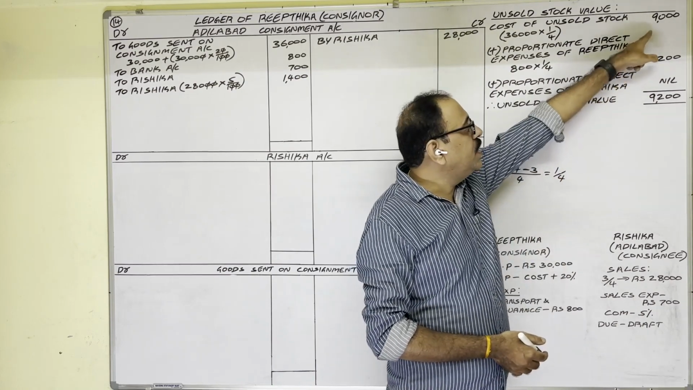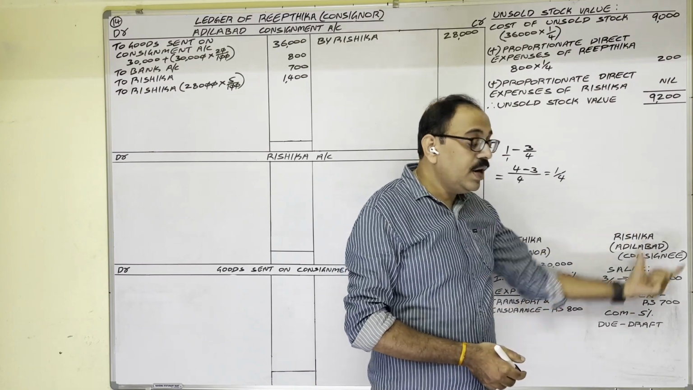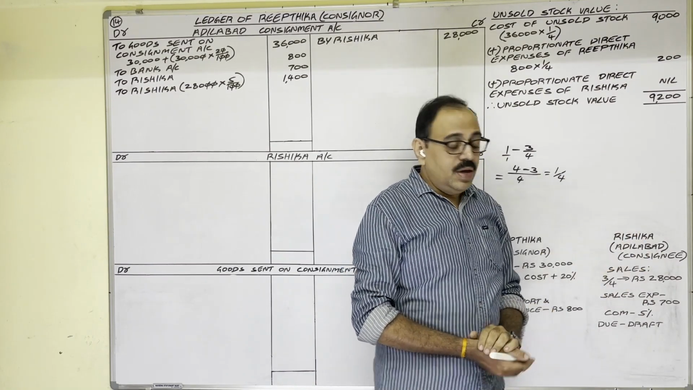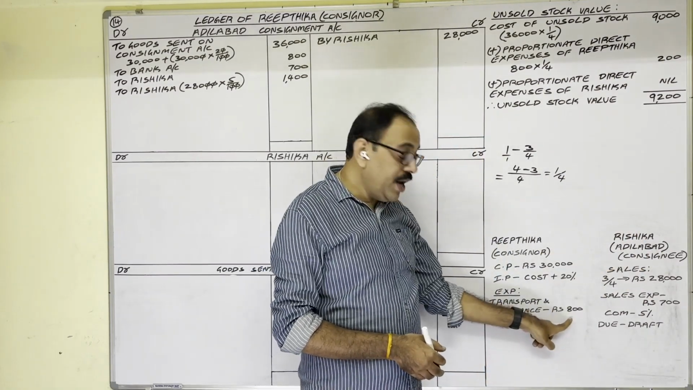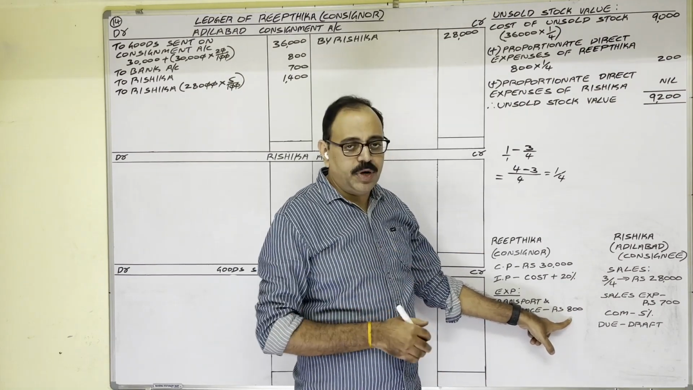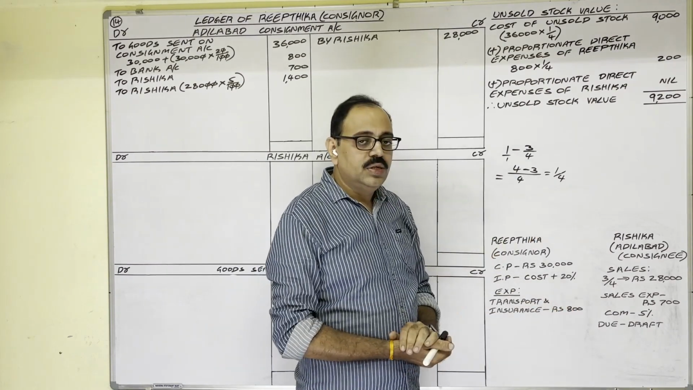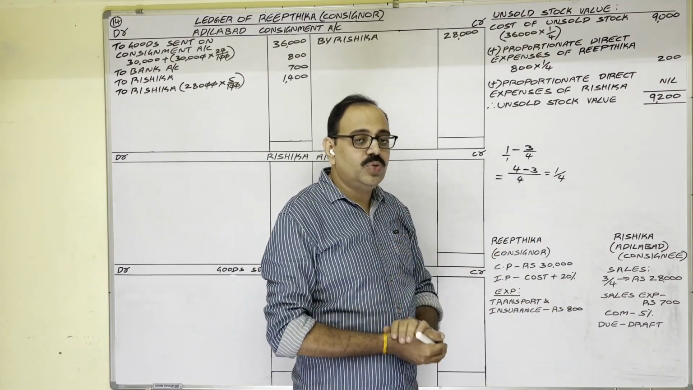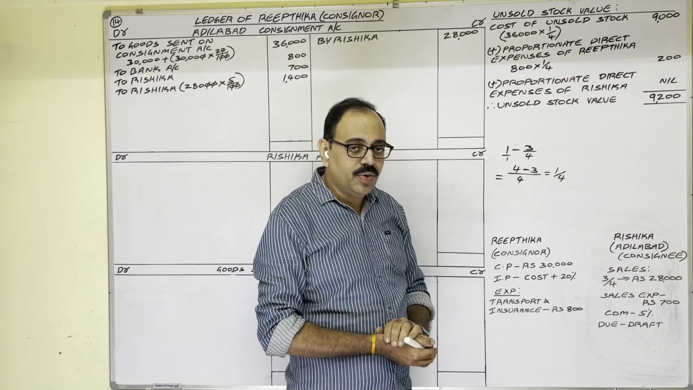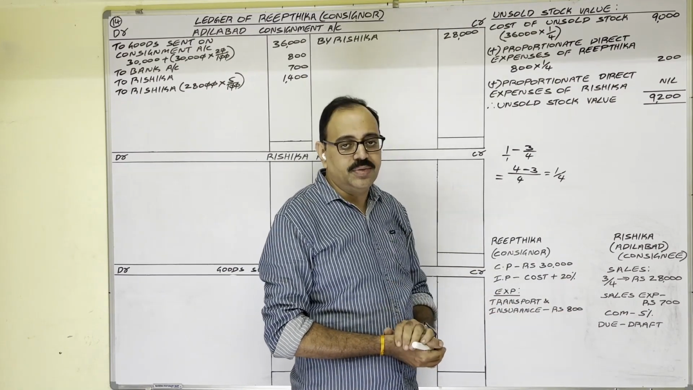So to this 9,000, proportionate direct expenses of consignor and consignee we should add. Consignor expenditure 800 is there no? So consignor expenditure is always direct expenditure. 800 he incurred on total goods. We are calculating 1/4 goods only no? Unsold stock value no? So in this 800 rupees, 1/4 only we should take here.